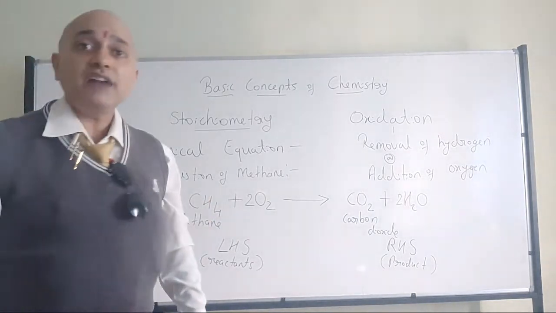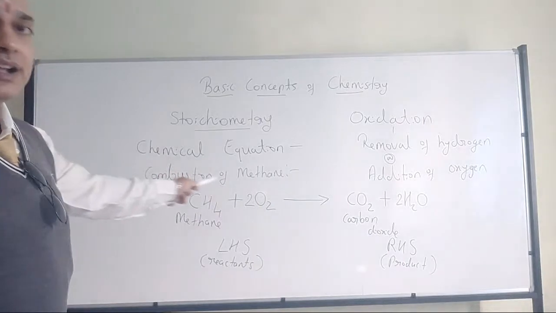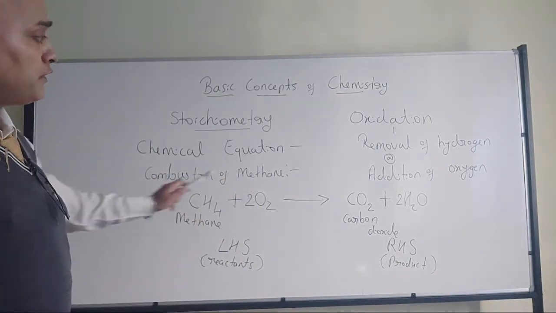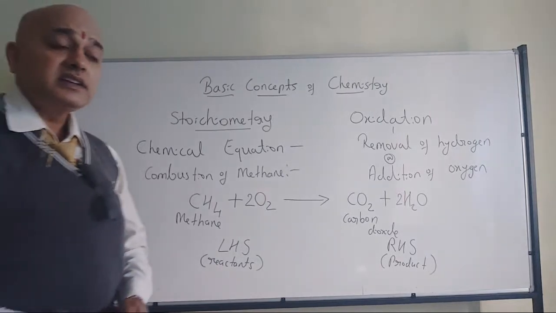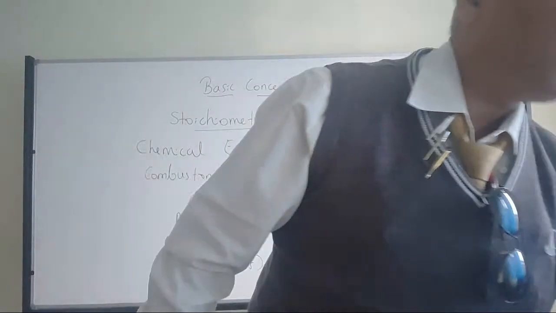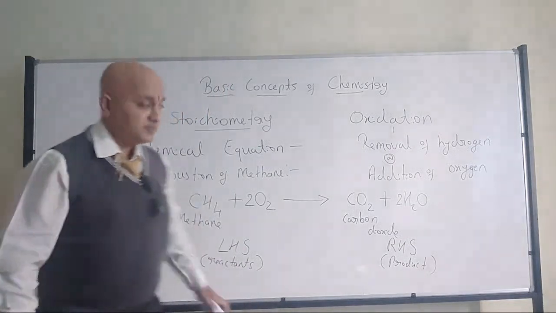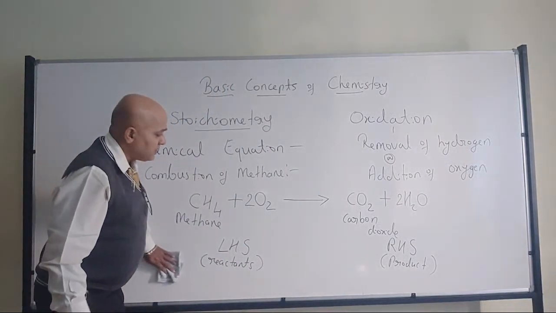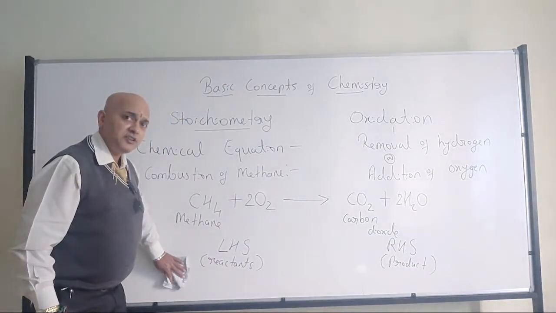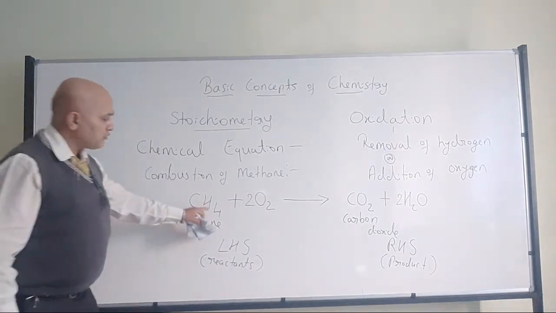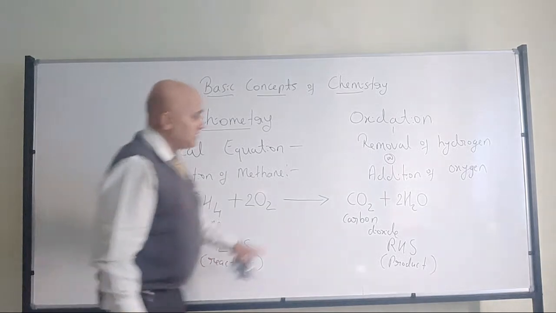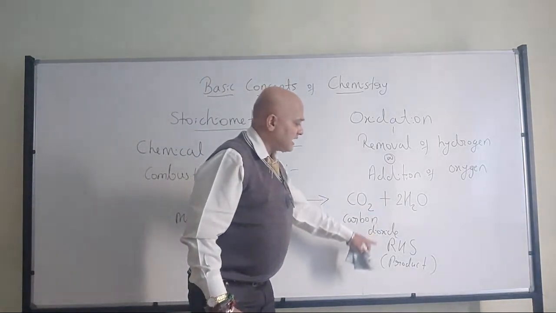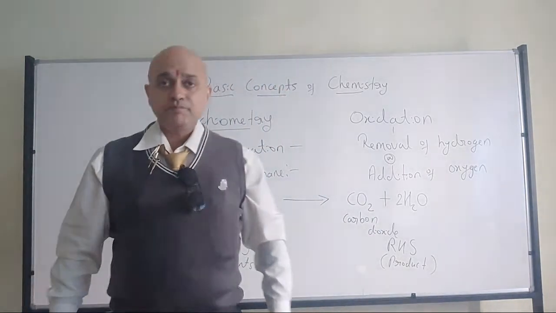So that's where we have the balanced chemical equation or stoichiometric equation. Got my point? So this is nothing but combustion of methane. All of you have understood? So in a chemical equation, whatever is there on the left hand side is considered as reactants. Whatever is there on the right hand side is considered as product.